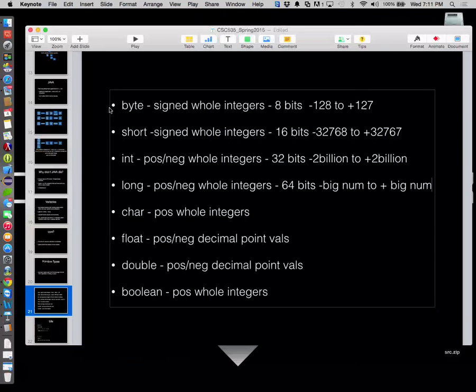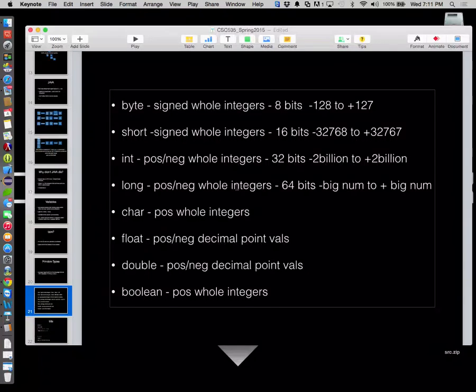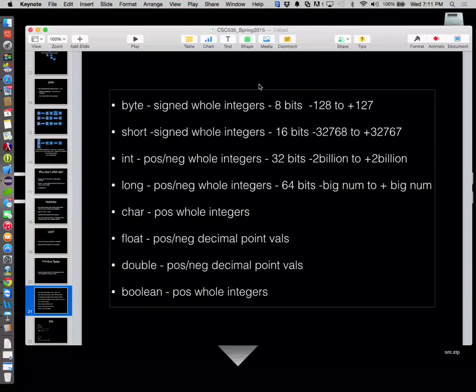Okay, so all of these, byte, short, int, long, are all built for holding the same kinds of values. But the capacity of it changes. So a long will take up 64 bits of memory, where a byte only takes up 8.